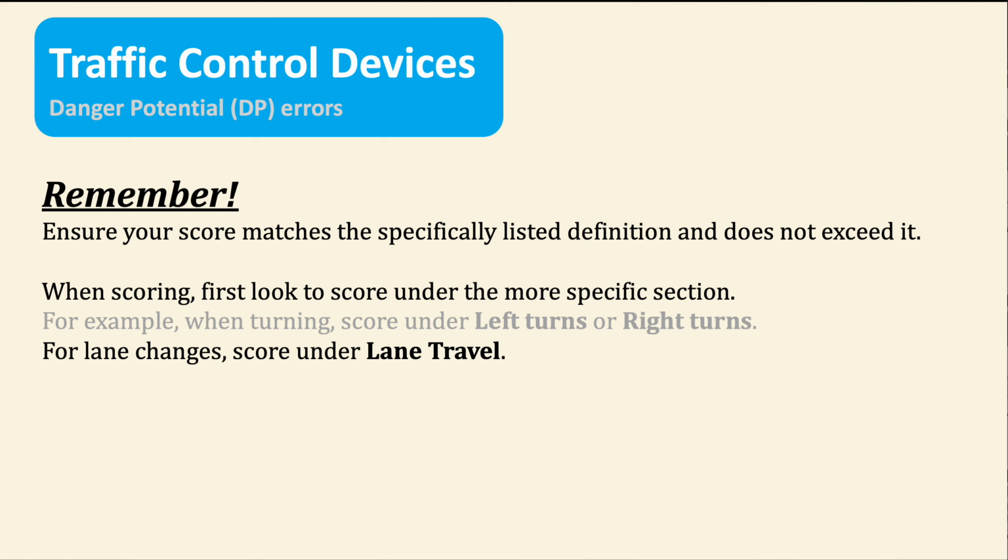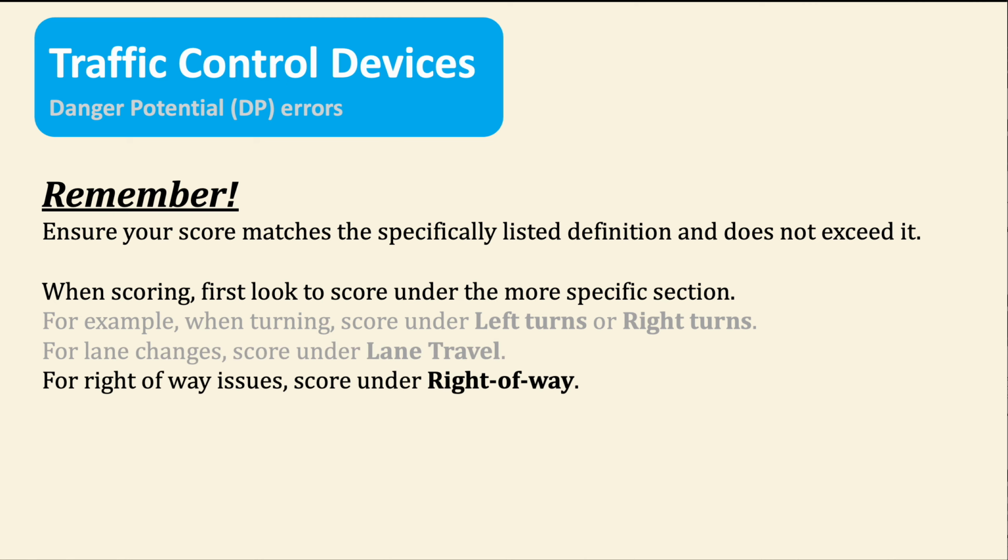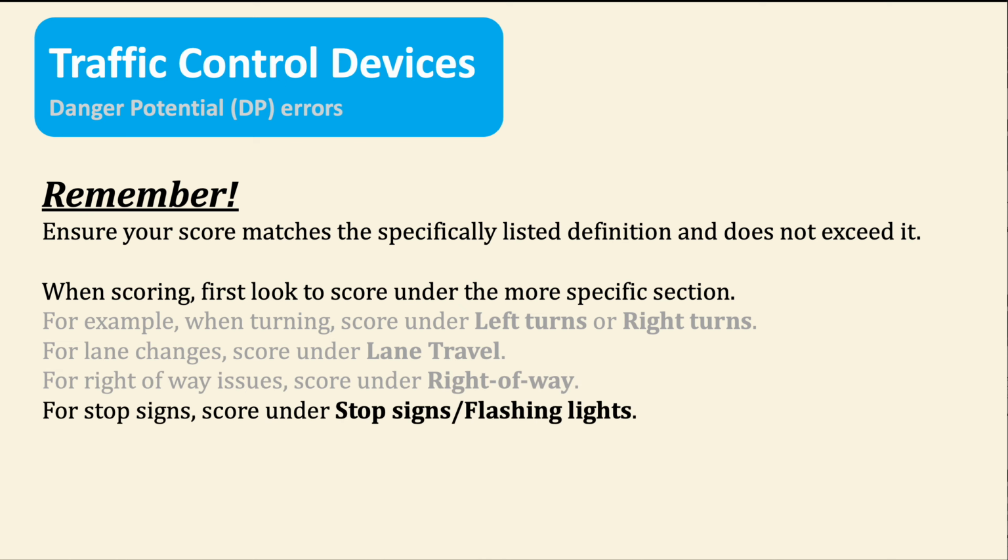Maybe you'll see one. If there's a right-of-way issue, they're not yielding correctly, you score that under right-of-way. So if they don't yield at a roundabout, it's not scored under failure to comply, it's scored under failing to yield the right-of-way. Or if you fail to take the right-of-way when it's clearly being offered to you, you score that under the 2-point right-of-way violation. We'll cover that when we get to the right-of-way video. If there's a stop sign present, score that under stop signs and flashing lights, not here, not under traffic control devices.